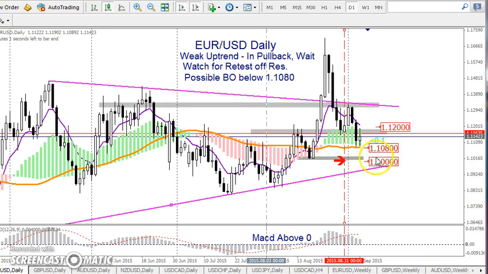But these are my levels right here, and watch for the retest of the resistance, which is this area. When I say resistance, 1200. So watch price go up a little higher and then come back down, and possibly look for a breakout below the 110.80, which is the 50 SMA. Okay, so that's what I see here. The MACD is above zero, but its momentum is falling on this one.